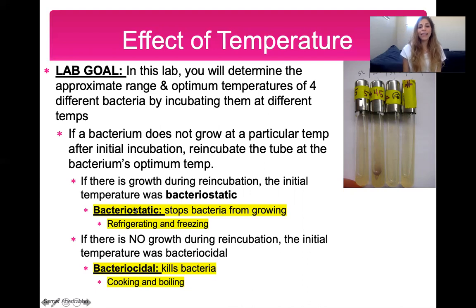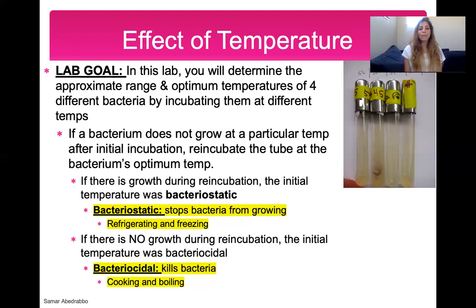Bacteriostatic means anything that stops bacteria from growing, so it inhibits bacterial growth. So if I say something is bacteriostatic, it means it inhibits or stops bacterial growth. So if I say that this temperature is bacteriostatic, it means that it stops the bacteria from growing. An example of a temperature that's bacteriostatic is typically cold temperatures. So refrigerating or freezing stops bacteria from further growing, so they're bacteriostatic temperatures.